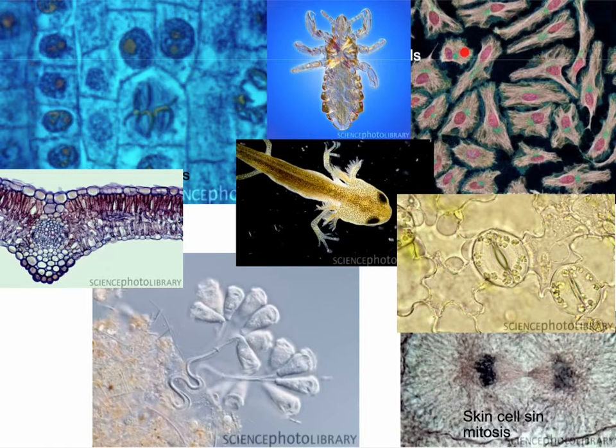Over here we've got some nerve cells. Okay, this is the underside of a leaf. We can see a stomata. You've got a cross section of a leaf over here. So this shows you what the inside of that thin structure can look like.